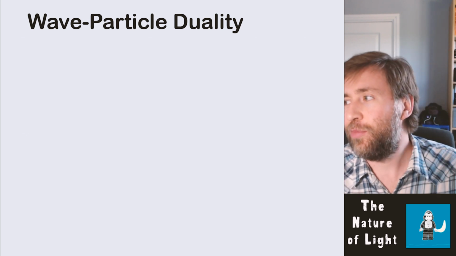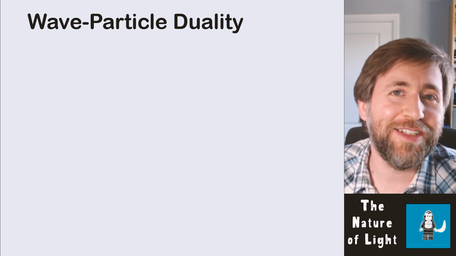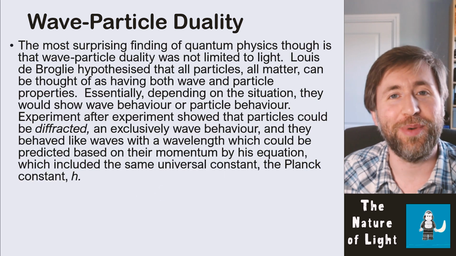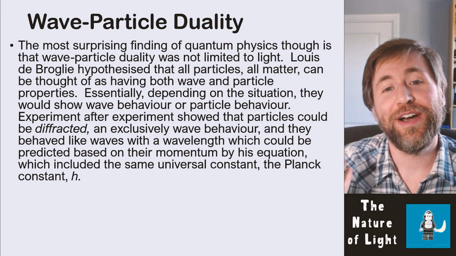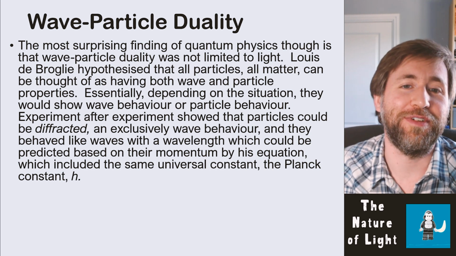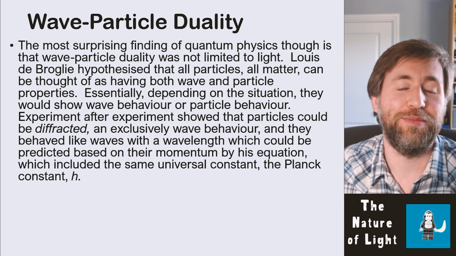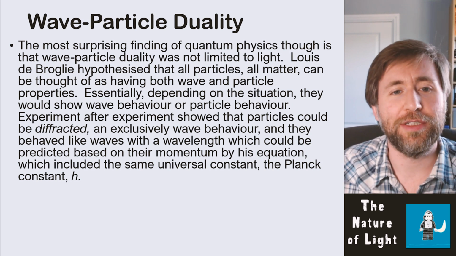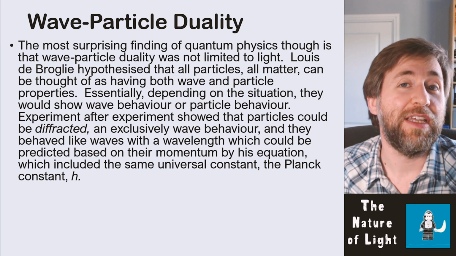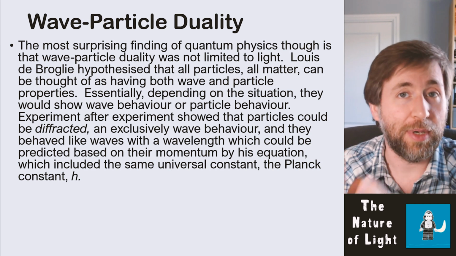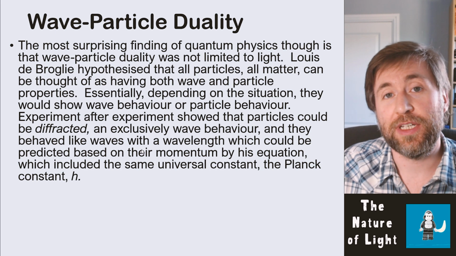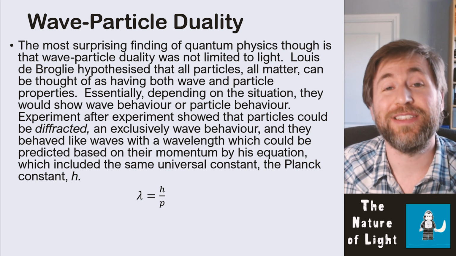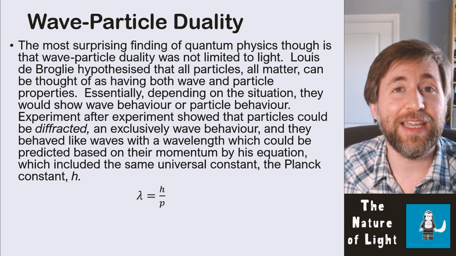But it gets more confusing than that, because it turns out that just about everything has wave-particle properties, wave-particle duality. So actually, Louis de Broglie hypothesized that all particles, all matter, could be thought of as having both wave and particle properties. Essentially, depending on whatever the situation was, they behaved like a wave or they behaved like a particle. Depending sometimes on just how we observe them, they either show wave properties or particle properties. And Louis de Broglie's experiment actually showed that electrons could be diffracted, and that they would actually have a wavelength as they behaved like waves.